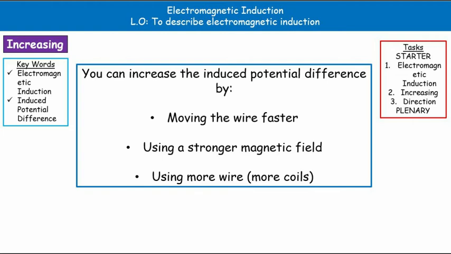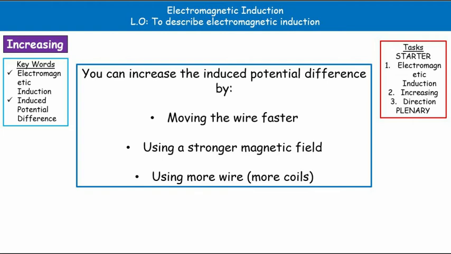We can use a stronger magnetic field, because that way moving our wire is going to mean it cuts more field lines, because there's obviously more of them within that same area. Or we could use more wire. So generally that means we wrapped it into a coil and there's more of those coils in that place.